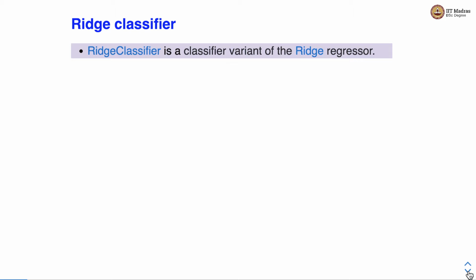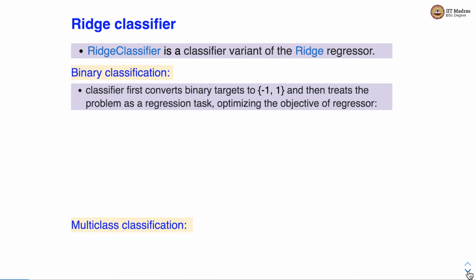Ridge Classifier is a classifier variant of the Ridge regressor. It can be used in binary and multi-class classification. In case of binary classification, it first converts the binary target to -1 and +1 and then treats the problem as a regression task. It optimizes the objective of the regressor.